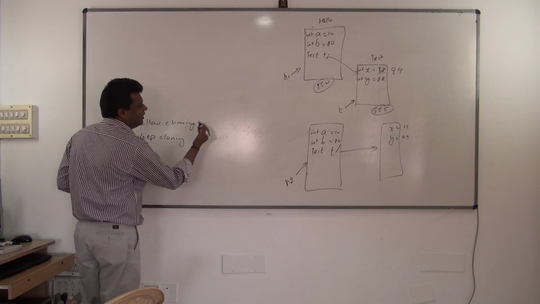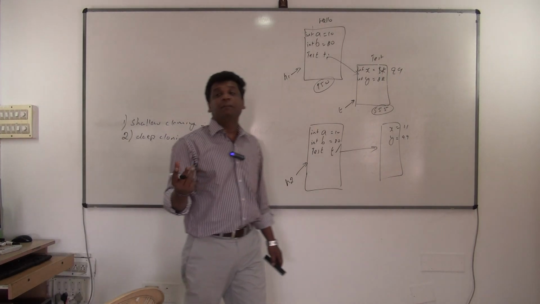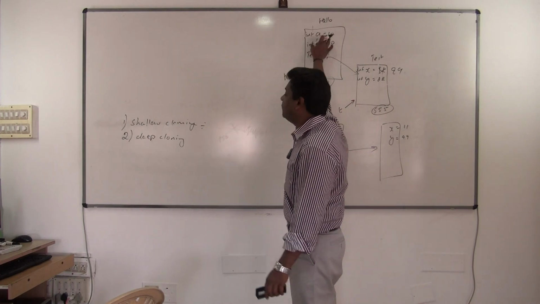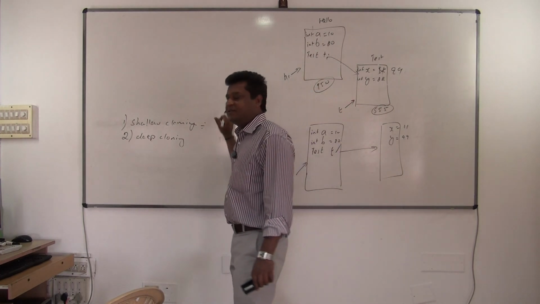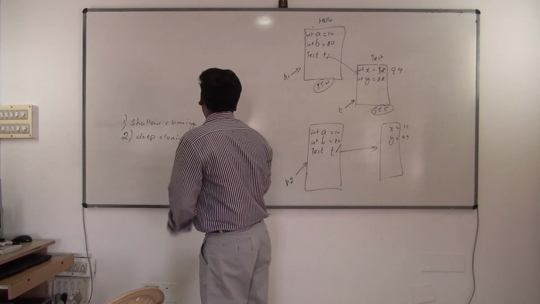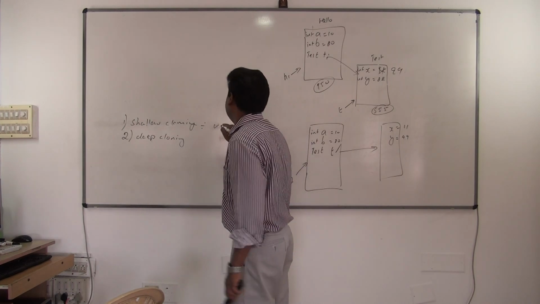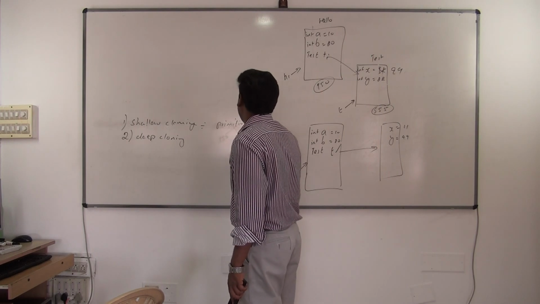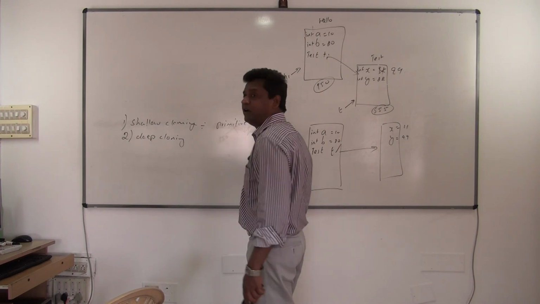And shallow cloning, you can depend on shallow cloning when you are having primitive variables as your instance variables. You should do shallow cloning when you have primitive variables. Primitive variables means which ones? Int, float and all that. There it doesn't make any difference.